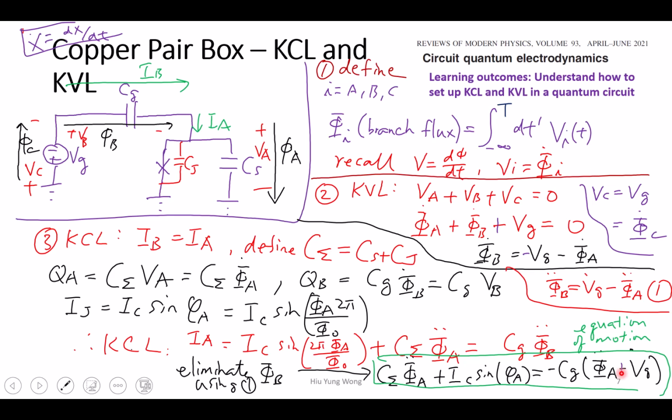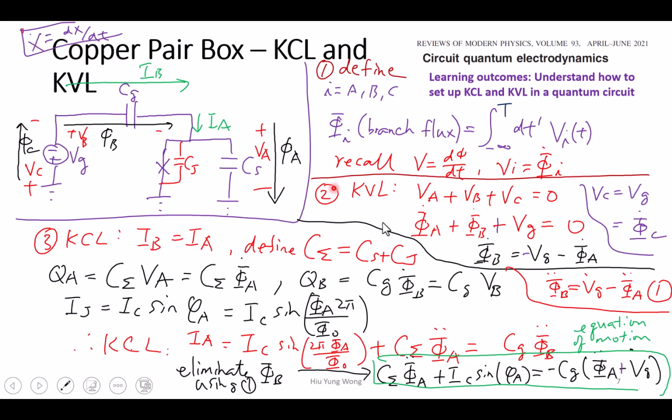So let me go through again what we did. We start with KVL. So we have VA plus VB plus VC equal to zero. And then VA equals the time derivative, right?